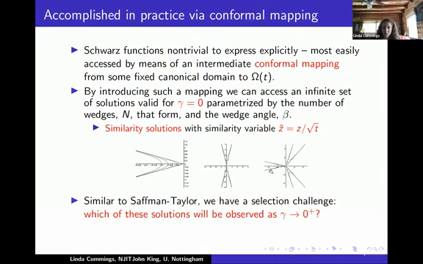So similar to the Sussman-Taylor problem, there's a selection challenge here. Which of these solutions are going to be observed in the limit that the surface tension parameter goes to 0?